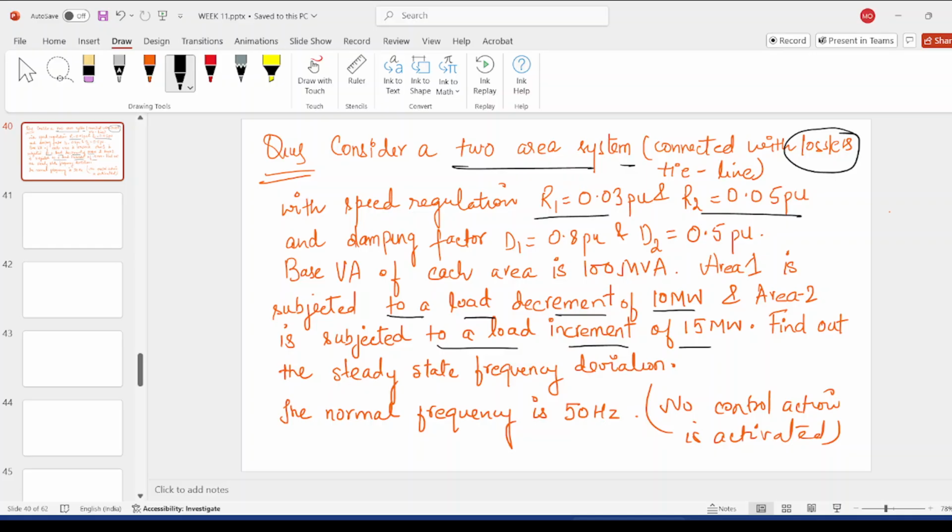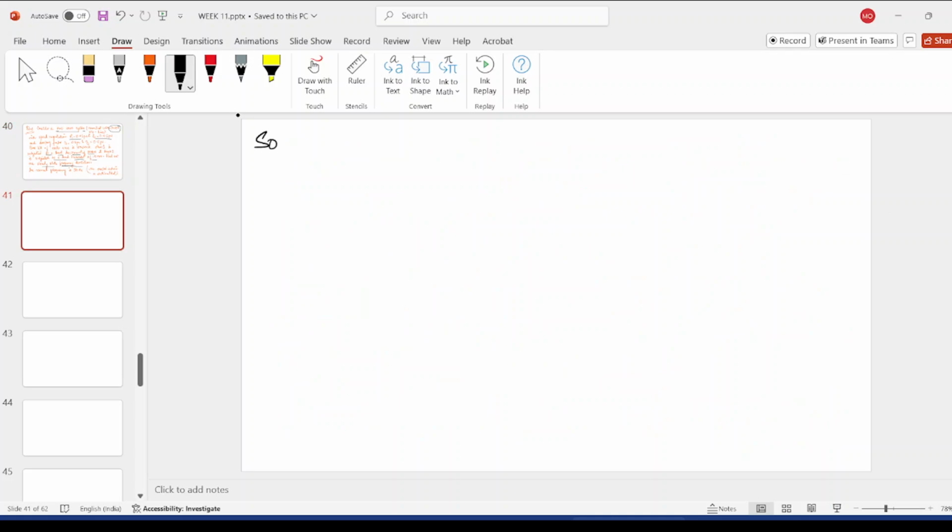So what we have to find out is the frequency deviation at the steady state, and the nominal frequency in this is 50 Hertz. Okay, so the solution of this question is: first of all, in area 1 the change in the load is minus 10, it is decreasing.